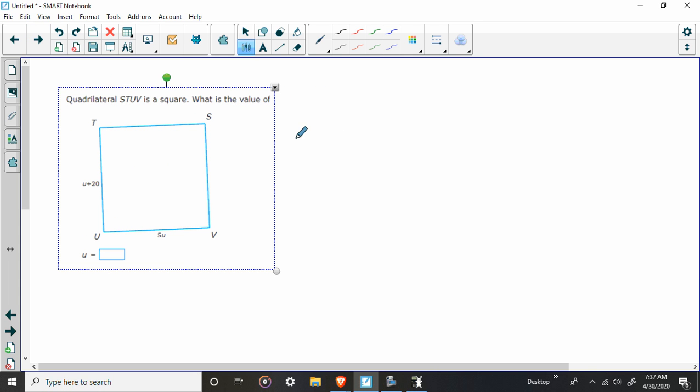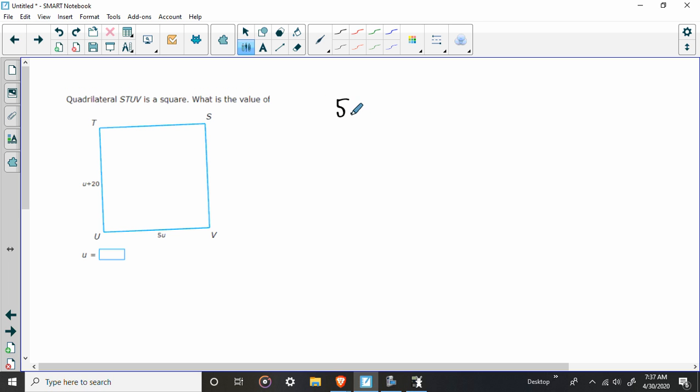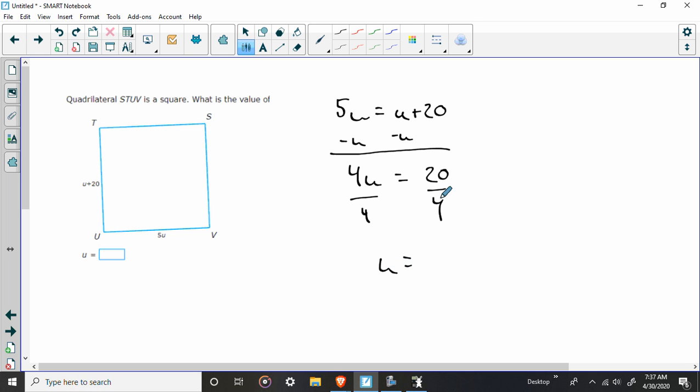Quadrilateral STUV is a square. What's the value of U? Again, one of the things you guys should have known coming in, all sides of a square are congruent. Again, let's subtract U. 5U minus 1U is going to be 4U. And U is going to be 5. All right.